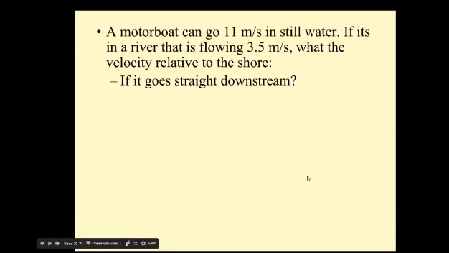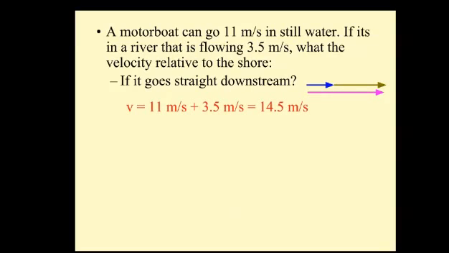So here's an example. Let's take that motorboat. A motorboat can go 11 meters per second in still water. If that river that we saw in the picture is flowing at 3.5 meters per second, what's the velocity relative to the shore if it's heading downstream? Well, obviously, if it's heading downstream and the river's going downstream, then their velocities would add together in the same direction, and the resultant would be the sum of the two. So they'd be going 14.5 meters per second.